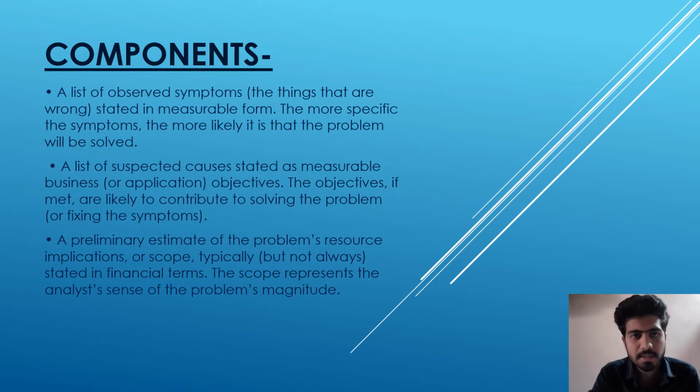These are the components of a problem statement. First, a list of observed symptoms stated in measurable form. The more specific the symptoms, the more likely it is that the problem will be solved. Second is a list of suspected causes stated as measurable business objectives. The objectives, if met, are likely to contribute to solving the problem or fixing the symptoms. Third is a preliminary estimate of the problem's resource implication or scope, typically stated in financial terms. The scope represents the analyzed sense of the problem's magnitude.